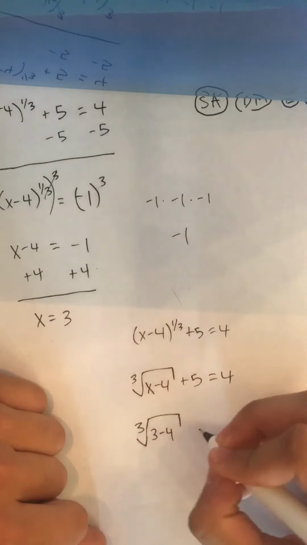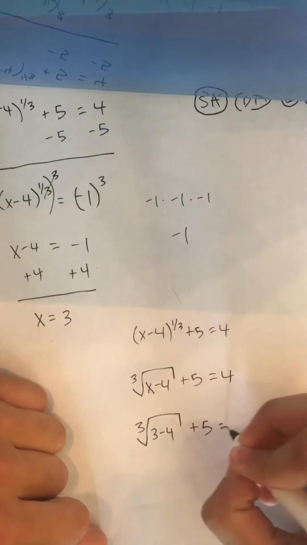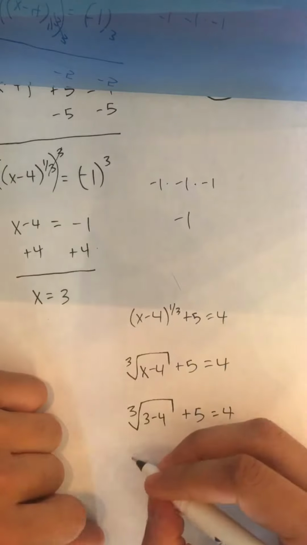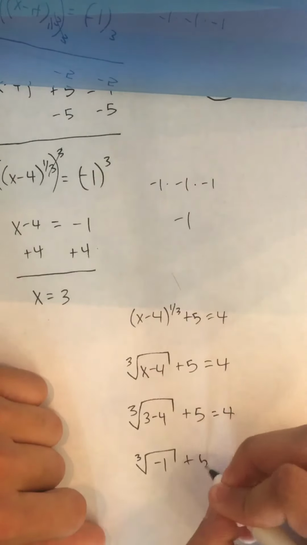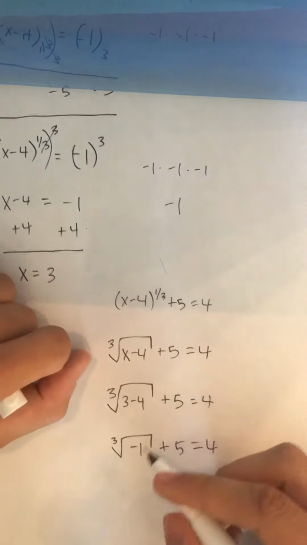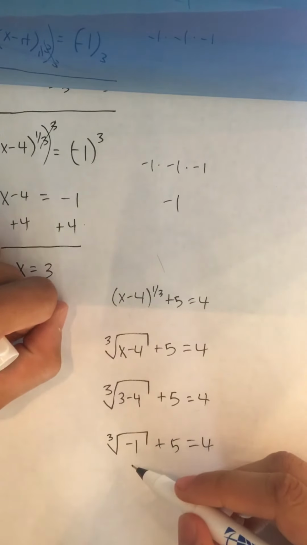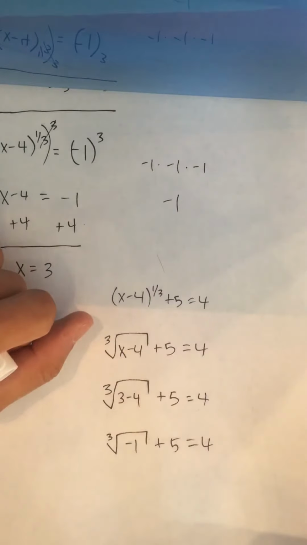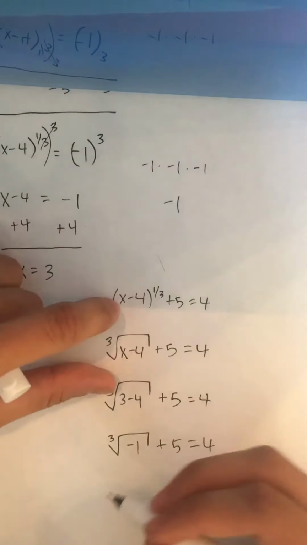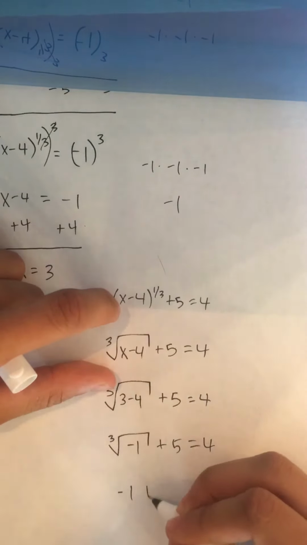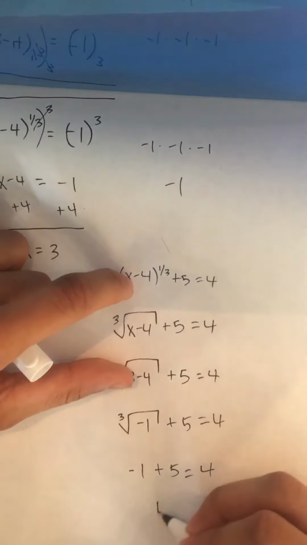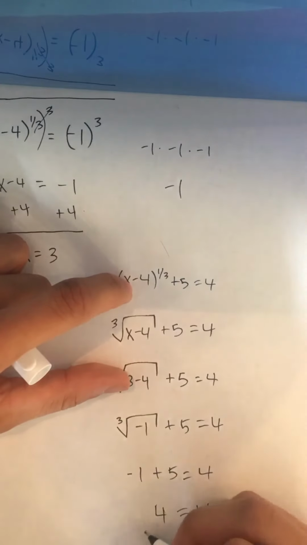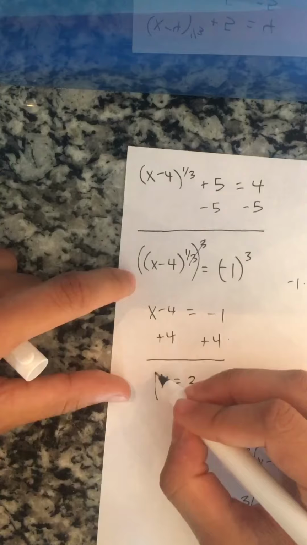3 minus 4 plus 5 equals 4. And then we keep the equation going. The cube root of -1, so something that multiplies by itself 3 times to get -1, is -1. -1 plus 5 equals 4. And then 4 is equal to 4. So that works. And so x equals 3 is a solution.